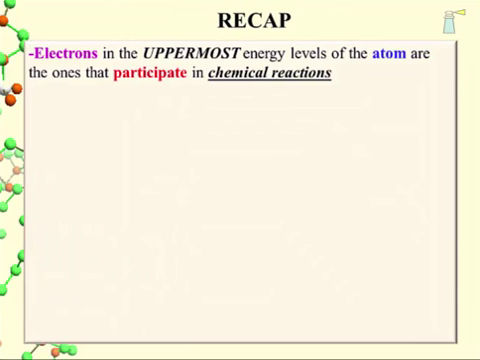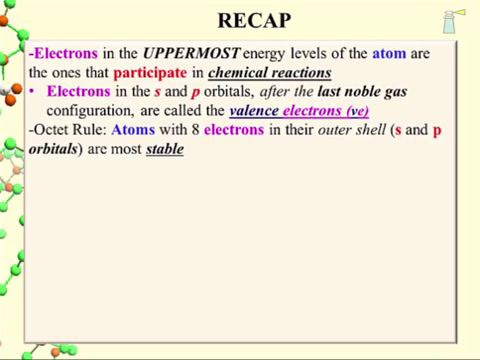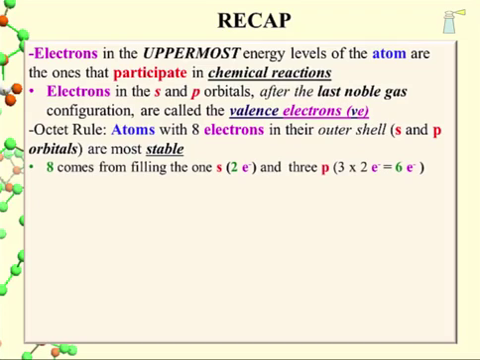Let's recap what we've learned. Electrons in the uppermost energy levels of the atom are the ones that participate in chemical reactions. The ones beneath them are in stable noble gas electronic configurations. Electrons in the s and p orbitals after the last noble gas configuration are called the valence electrons, VE. We use valence electrons in the octet rule. Atoms with 8 electrons in their outer shell, specifically s and p orbitals, are most stable. The 8 comes from filling the s orbital, 2 electrons, and the 3 p orbitals, 6 electrons. A duet or 2 rule can be used for row 1. That means the first 3 rows go 2, 8, 8 for valence electrons.